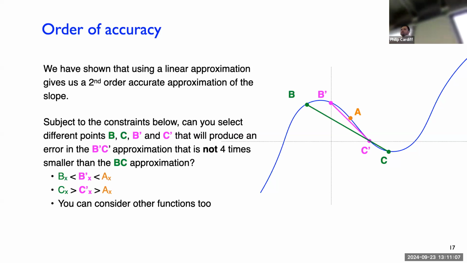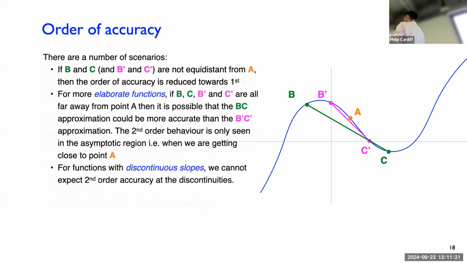So with this linear assumption, I said, well, it's second order accurate. We should expect the error to be 4 times smaller as long as we halve the spacing. And so are there ways that we could move these or choose these points that may violate that? So there are a few. One, if B and C and B prime and C prime are not equidistant from A, then the order of accuracy will reduce towards 1. So in this case, it would reduce towards first order.